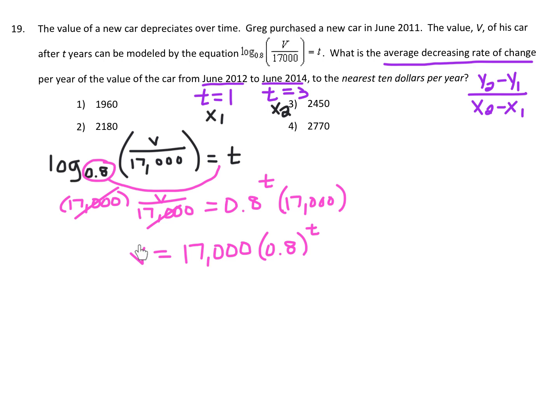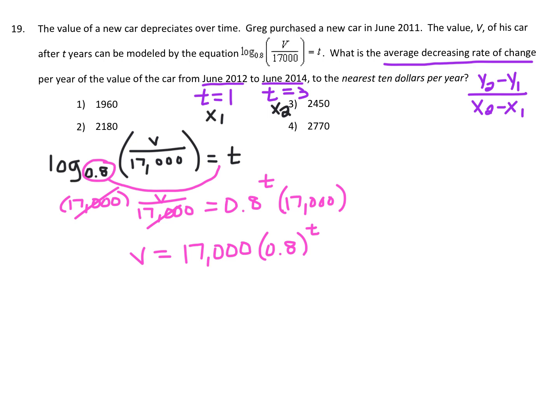All right, now, technically, in this equation, v is acting as our y, and t is acting as our x, right? So we know x sub 1 and x sub 2 are 1 and 3. Those are our two t values. Now, we need to find the v values that correspond with them.